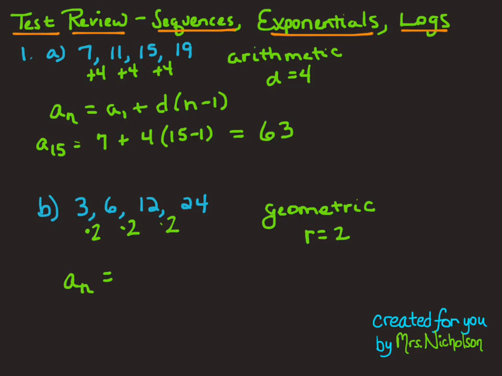I'm going to use the a sub n formula, which is a sub 1 times the common ratio to the n minus 1 power. So for a sub 15, it's going to be my first term 3 times the common ratio 2 raised to the 15 minus 1 power. And that comes out to be 49,152.